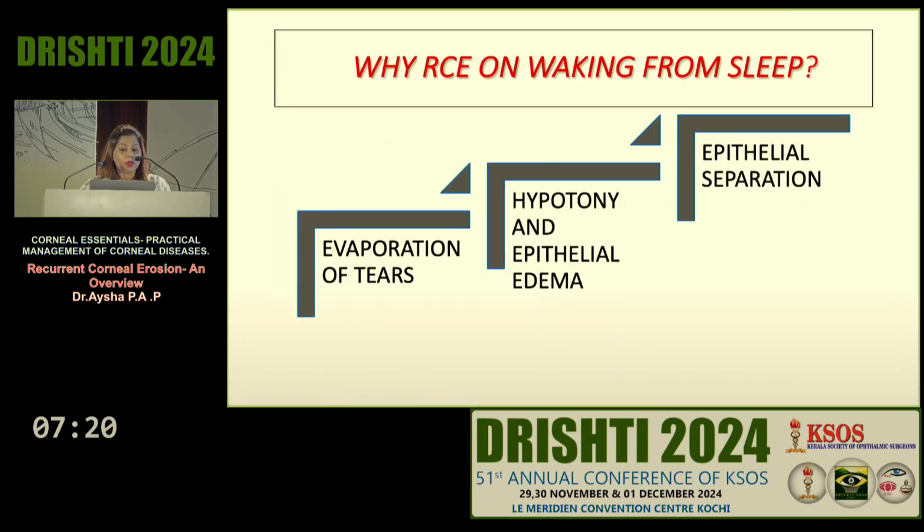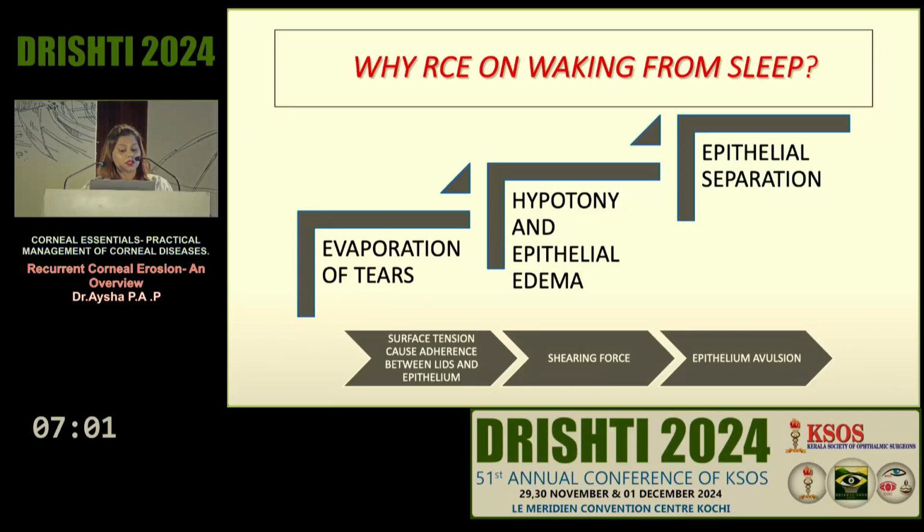So why does REC occur on waking up from sleep? Most patients come and say, I had severe pain, I'm not able to open my eyes on waking from sleep. The main pathogenesis here is the evaporation of the tears, which causes hypertonicity and epithelial edema, leading to epithelial separation. Or else we can say there is surface desiccation causing adherence between the lids and epithelium. This causes a shearing force between the lids and the corneal epithelium, finally leading to epithelial avulsion. So whenever the patient comes to our OPD and describes this symptom, always explain to the patient that this is what is happening in the eye, and this is why you are getting an epithelial defect.